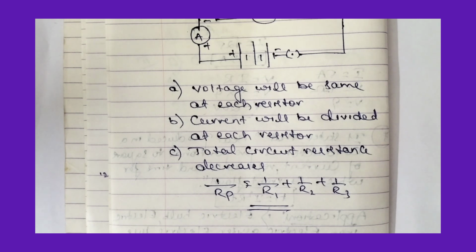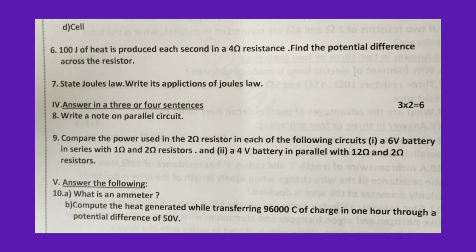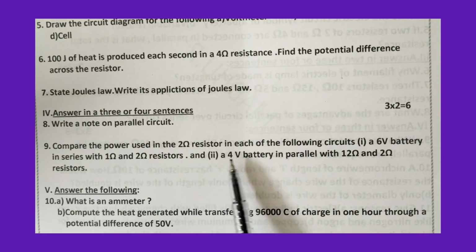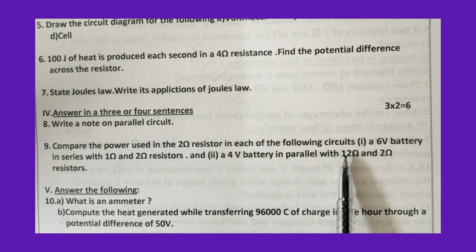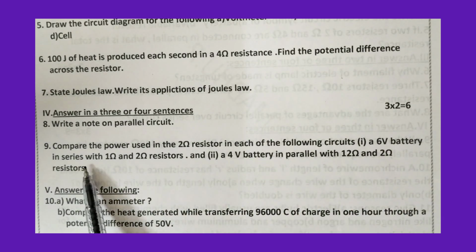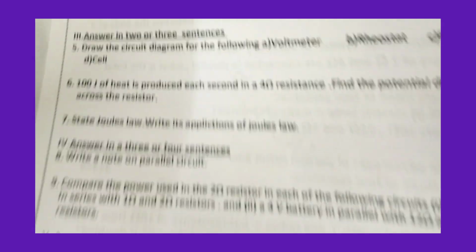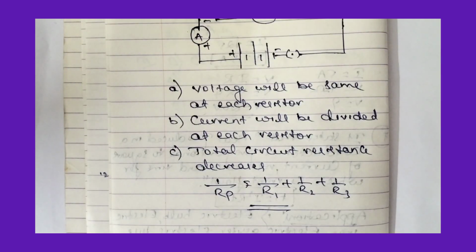Now let us move to question number 9. In question number 9 they have given: compare the power used in the 2 ohm resistor in each of the following circuits. A 6 volt battery in series with 1 ohm and 2 ohm resistors, and a 4 volt battery in parallel with 12 ohm and 2 ohm resistors. We have to compare the power used. So let us solve this question now.